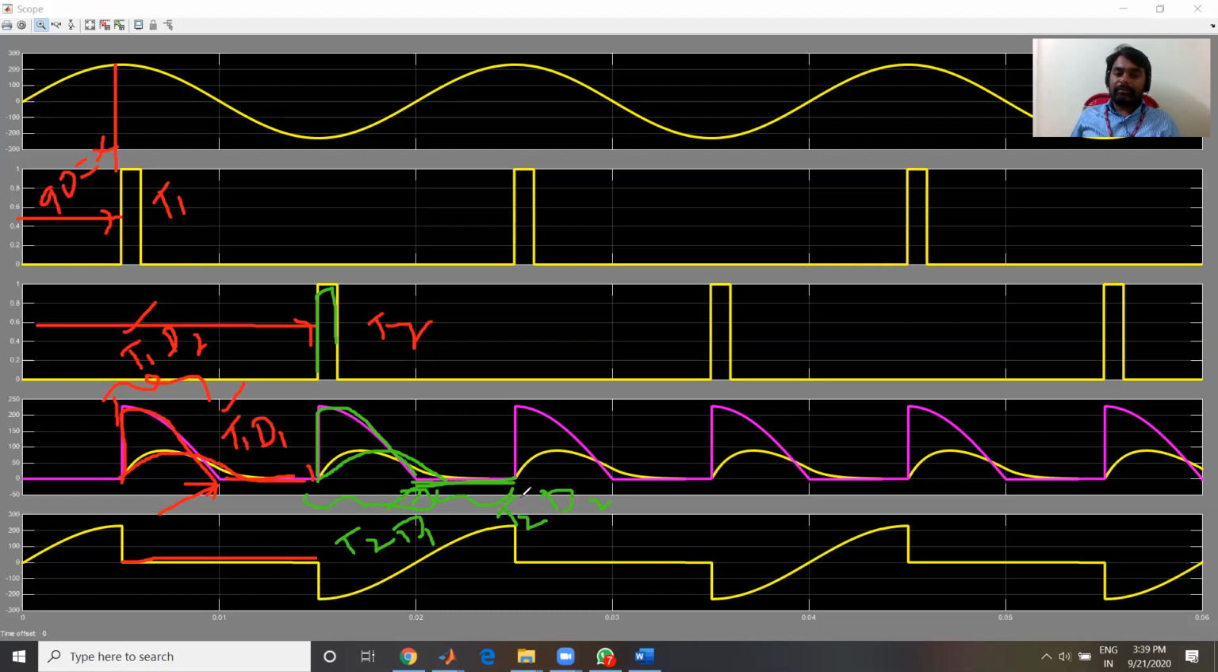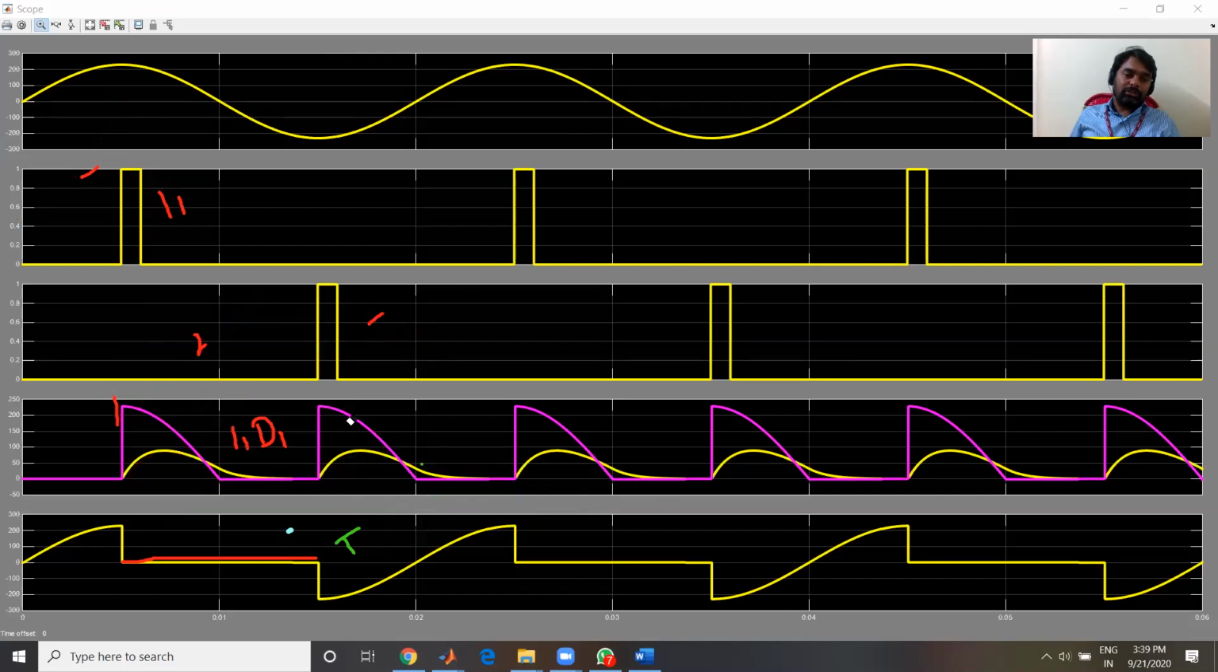which consists of T2 D2 in leg B. So leg B is short circuited by these devices. So there is a short circuit across the load, and you all know that short circuit voltage should be 0. That is why we are getting 0 voltage there. Now we'll go to the RLE load concept.